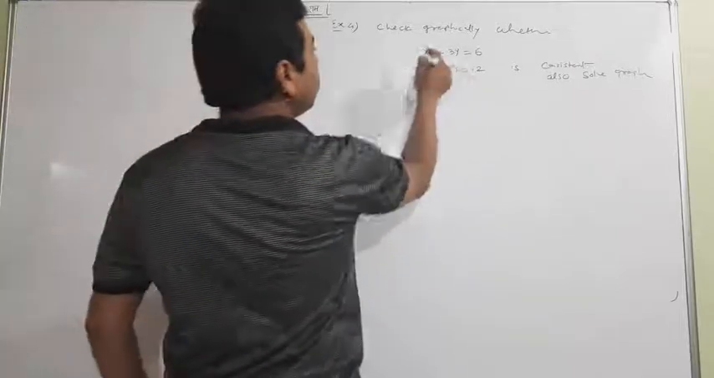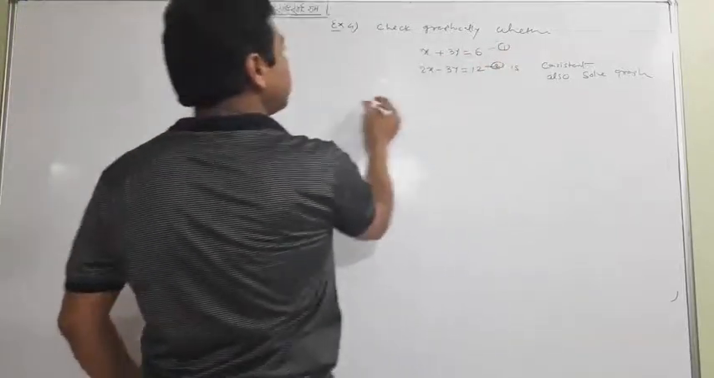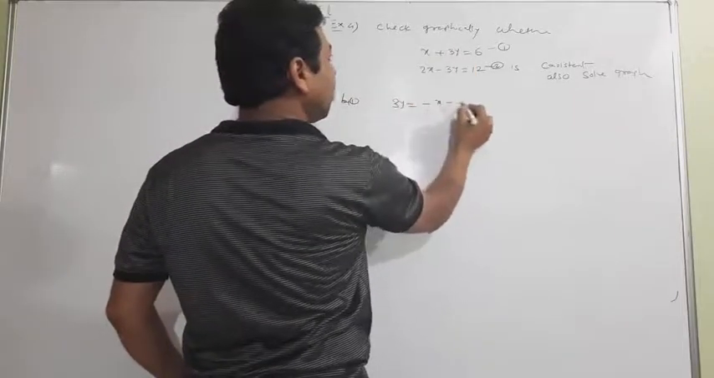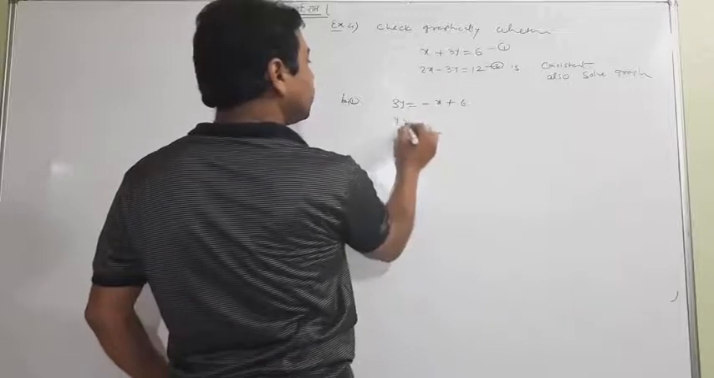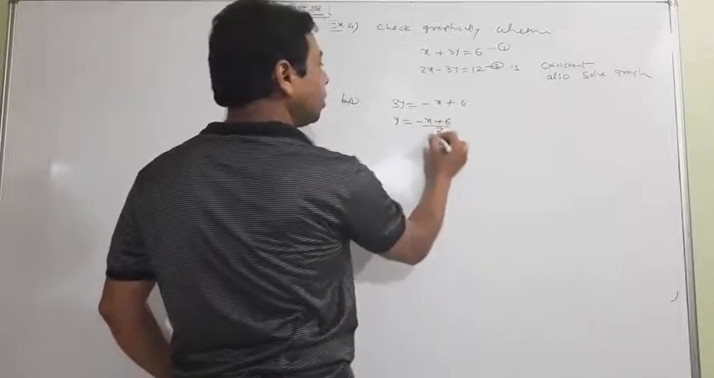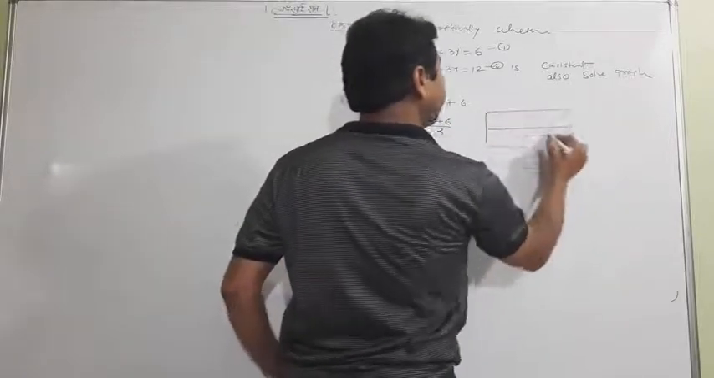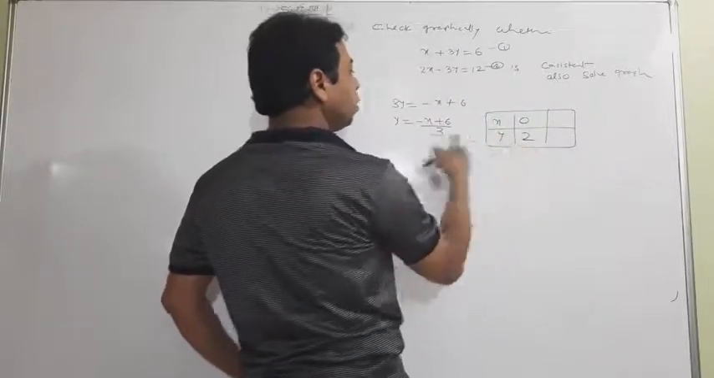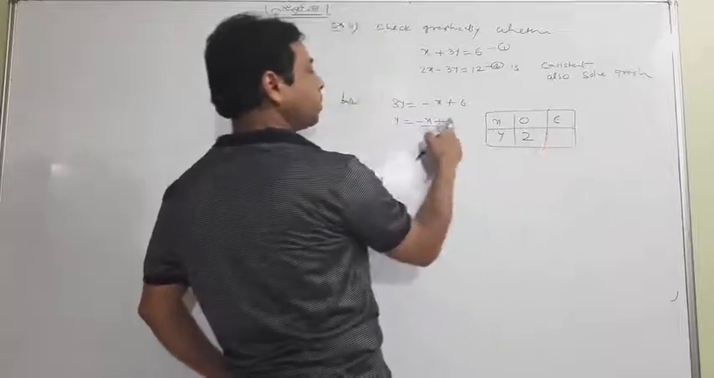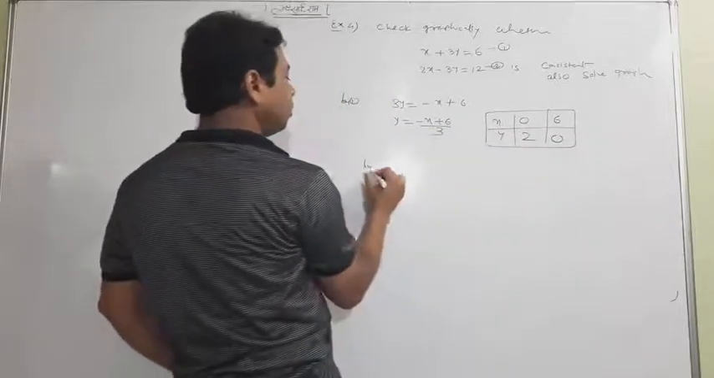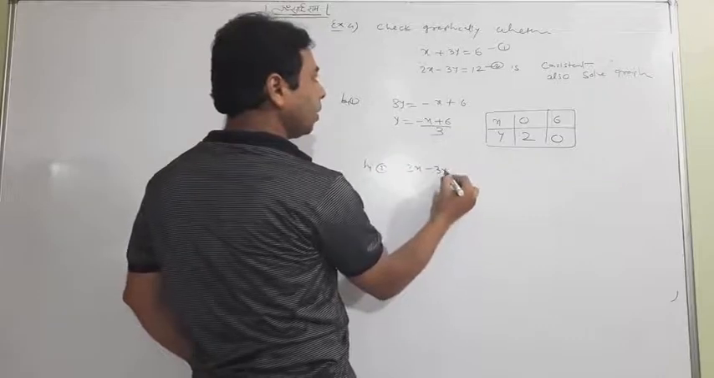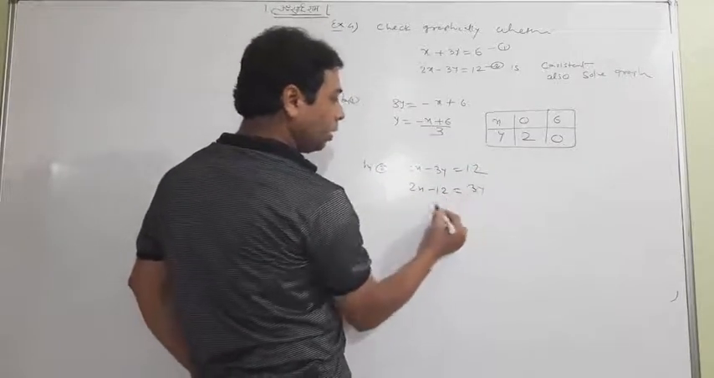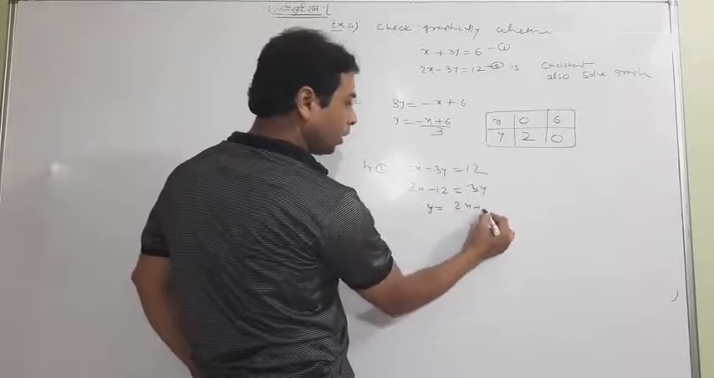So quickly, the first equation is x plus 3y equals 6, as I have taught you the method. So 3y is equal to minus x plus 6, y is equal to minus x plus 6 upon 3. Let us look at x and y. Suppose x is equal to 0, 6 by 3 is 2. Suppose x is equal to 6, minus 6 plus 6 is 0. Now the second equation, 2x minus 3y is equal to 12. So 2x minus 12 is equal to 3y, so y is equal to 2x minus 12 upon 3.